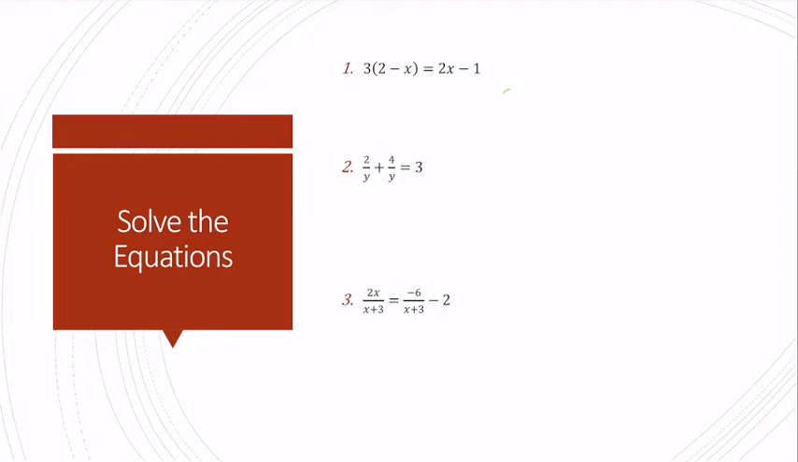So here I have 3 times 2x minus x equals 2x minus 1. I'm going to go ahead and distribute. That gives me 6 minus 3x equals 2x minus 1. Combine like terms. That gives me 5x minus 1 equals 6. Add 1 to both sides. 7 equals 5x, so I get 7/5 equals x. This was a degree 1 equation, so it has at most one solution.